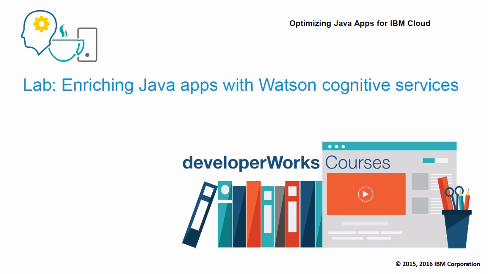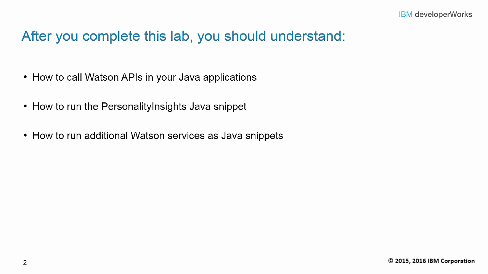Hello, in this lab session, we will learn how to invoke Watson Cognitive APIs in a Java application. After completing this lab, you should understand how to call Watson APIs in your applications. We will invoke the Personality Insights API. After that, you should be able to invoke the rest of the Watson APIs included in the zip file for this lab in a similar manner.